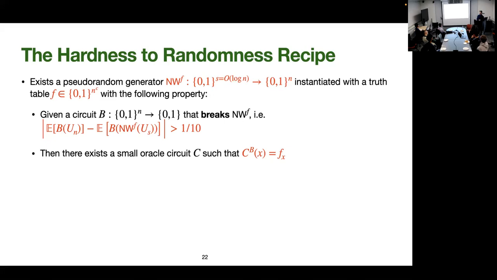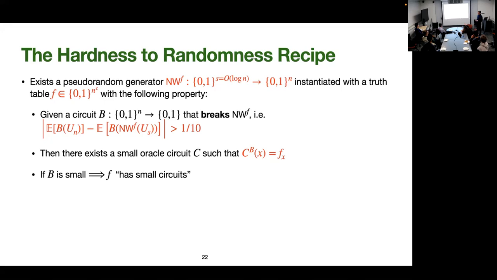So again, it's basically computing the string f with the ability to ask queries to B. And in particular, if B is a small circuit, we can think of basically including the code for B inside C. Rather than thinking of it as being oracle queries, we just wire in the circuit B.